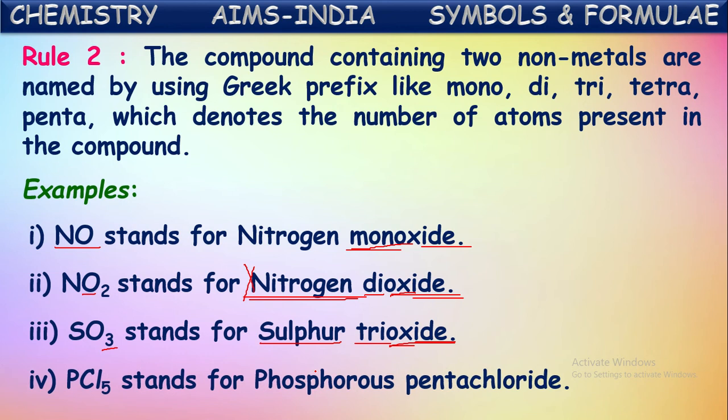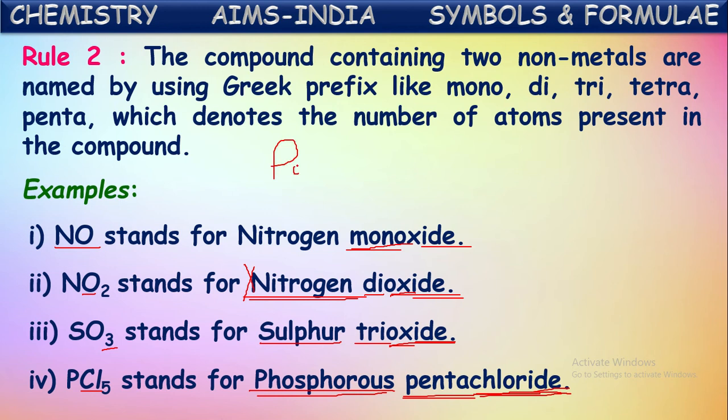The compound formed between phosphorus and chlorine. It can be named with the first non-metal, phosphorus, followed by the second non-metal, chlorine. For the second non-metal's name, ide is attached by eliminating some letters. Now it became phosphorus chloride. And the number of chlorine atoms present in the molecule is also mentioned by using the Greek prefix penta before the second non-metal chlorine name. Now it became phosphorus pentachloride. Let us see one more example.